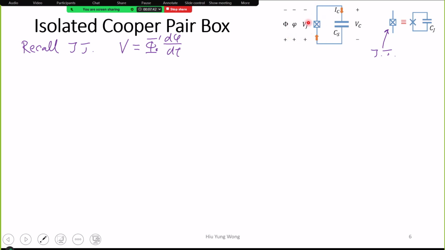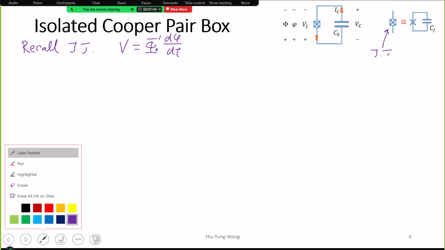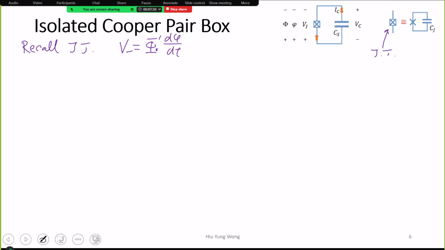Across this junction, I have a voltage Vj. I also have phi, which is the phase difference between the two metals. Right? I can call this Vj. The voltage across this Josephson junction is going to depend on the rate of change of the phase across this junction. If you forgot, the meaning of phase is what?